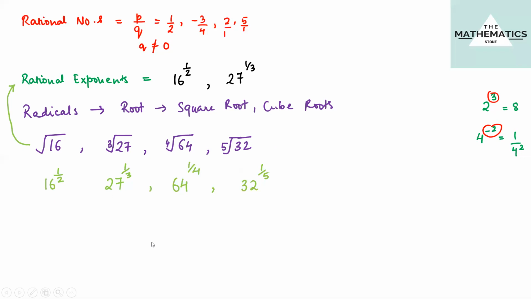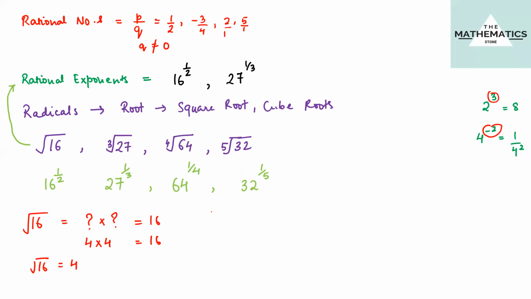Okay, now let's see how you can evaluate these numbers. What will be the value of 16 raised to 1/2 power? That just means you want to find out a number. I'm just writing it like this, 16 square root. You want to find out a number which when multiplied by itself gives you 16. And that number is 4. 4 times 4 is 16. So square root of 16 is 4.